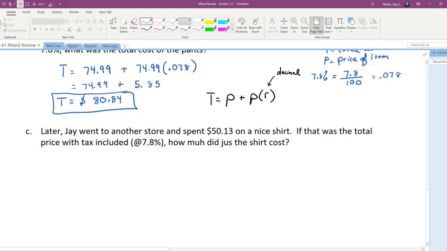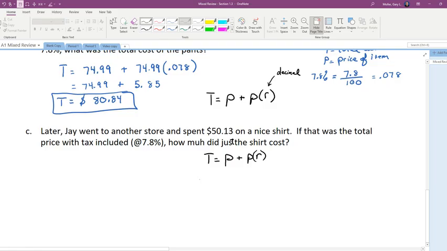Later, Jay went to another store and spent $50.13 on a nice shirt. If that was the total price with tax included, how much, that should be a T right there, how much did just the shirt cost? So we're going to take this equation we just wrote. My total price equals the item cost plus the item cost times the tax rate. Now we're going to solve for what we don't know. So here we go. I'm going to write it down. T equals P plus P times R.